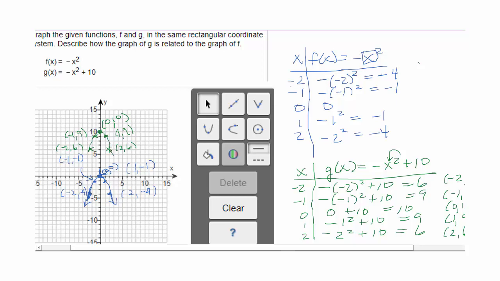it's again the same type of shape. By the way, it's going to go forever downward. If I kept plugging in more x values, I would get lower and lower y values. All right, so what we see here is that the green graph, which remember was g, and the blue graph is f, that g is 10 units above f, but the same shape.